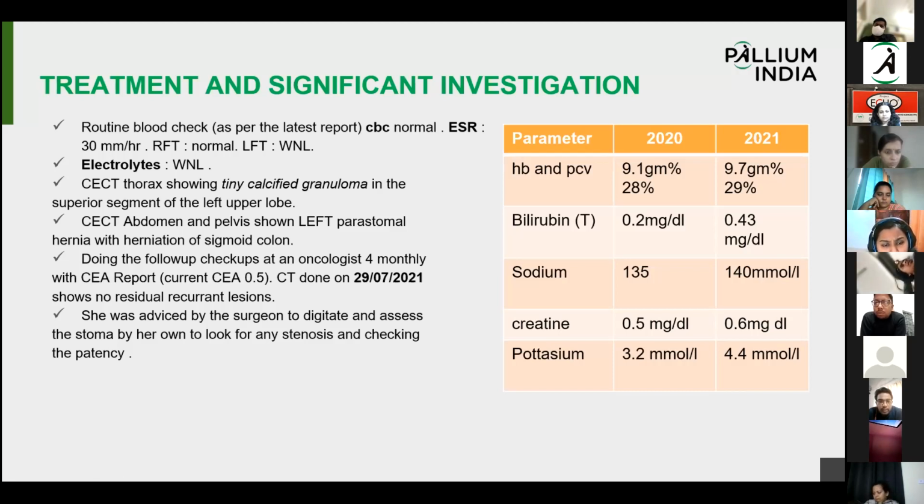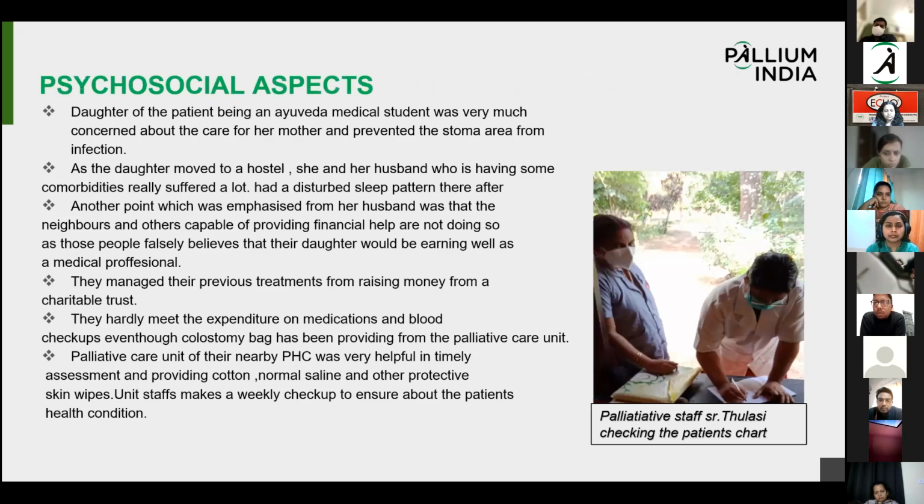She was advised by the surgeon to digitate and assess the stoma on her own to look for any stenosis and to check the patency. All parameters were normal except the HB. HB level was still on the lower side.